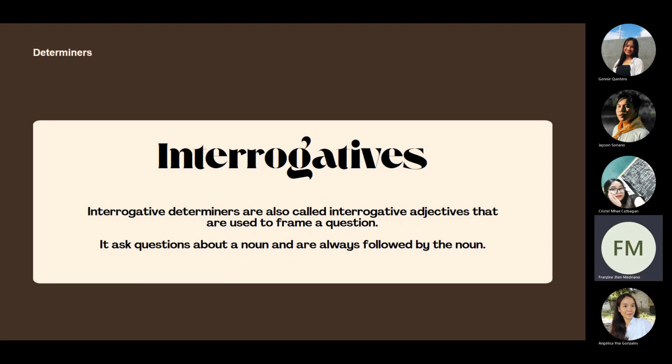Good morning. I'm Franzine Jen Medriano. For the last type of determiners, I am going to discuss interrogatives. An interrogative determiner modifies a noun by asking a question. In simple sense, interrogatives means asking a question. Interrogative determiners are also called interrogative adjectives. Next slide, please.